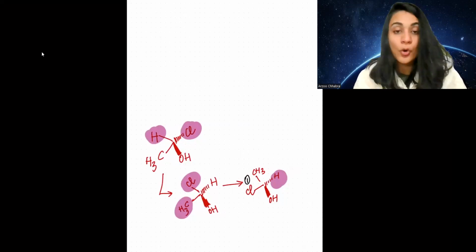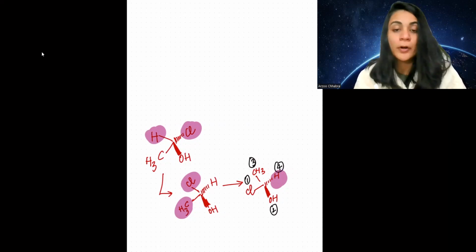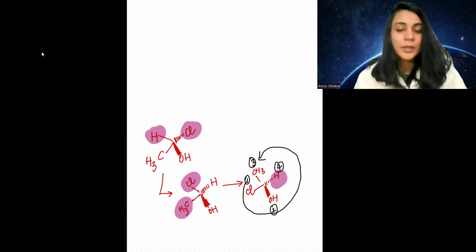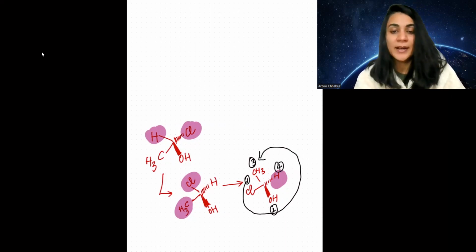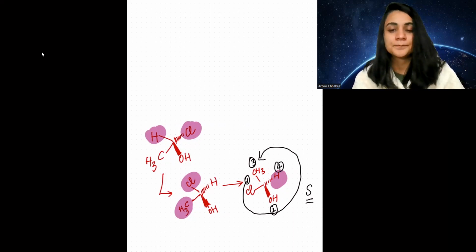Cl number 1, OH number 2, carbon number 3, hydrogen number 4, follow the arrows going from 1 to 2 to 3. We are going in an anti-clockwise direction, right? Anti-clockwise direction is S. So this compound has an S stereochemistry.